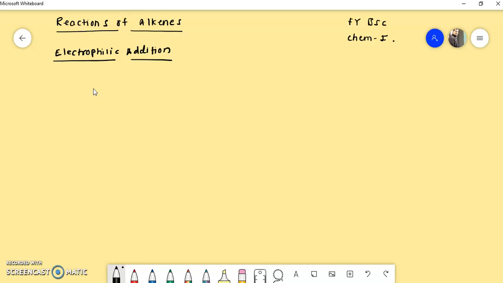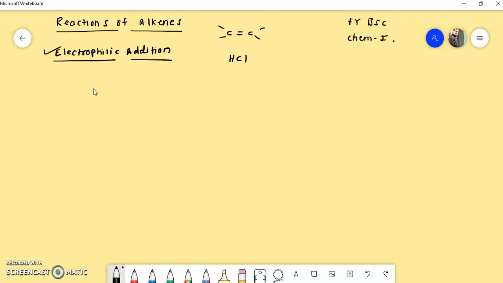Electrophilic means what? Electron-philic means electron attracting or loving. Electrophilic addition, okay. Alkene means a compound having a double bond, right? So if an electrophile, say for example HCl, is added to this double bond, then it is called an electrophilic addition reaction.